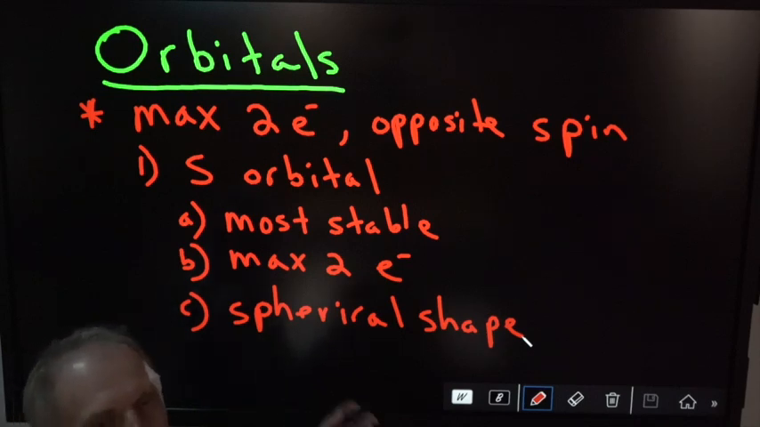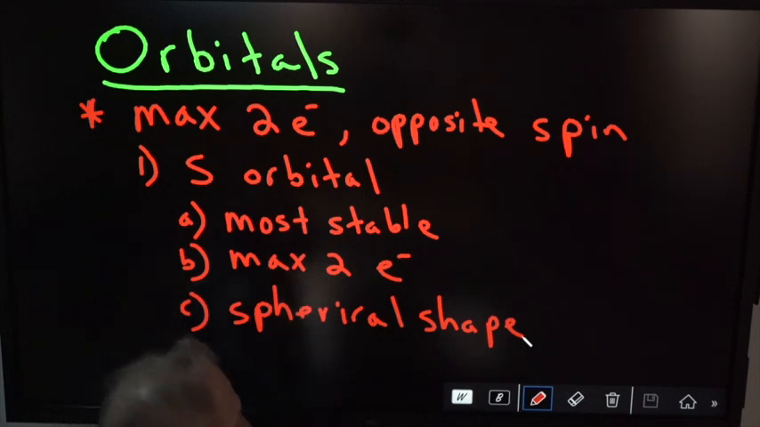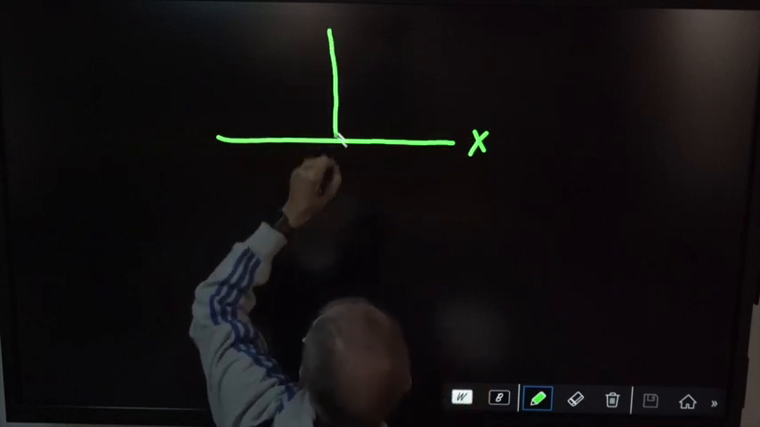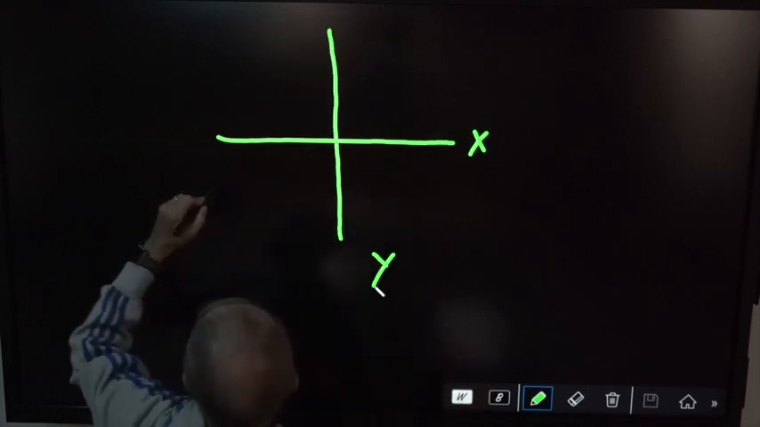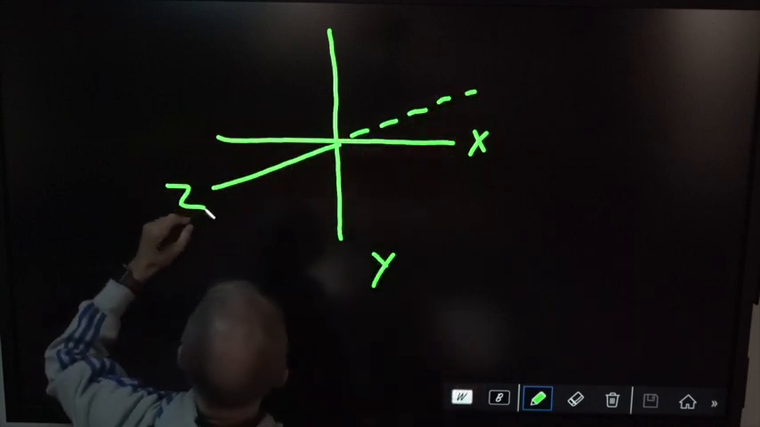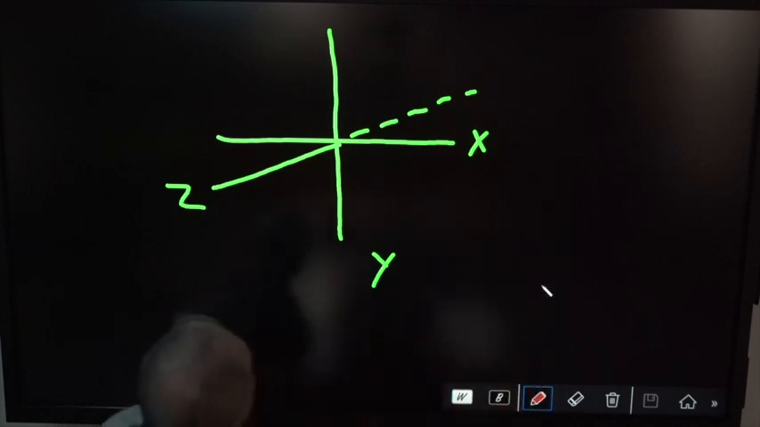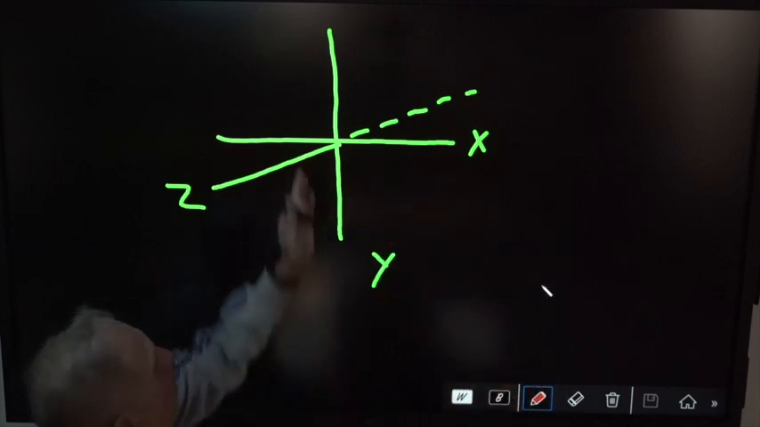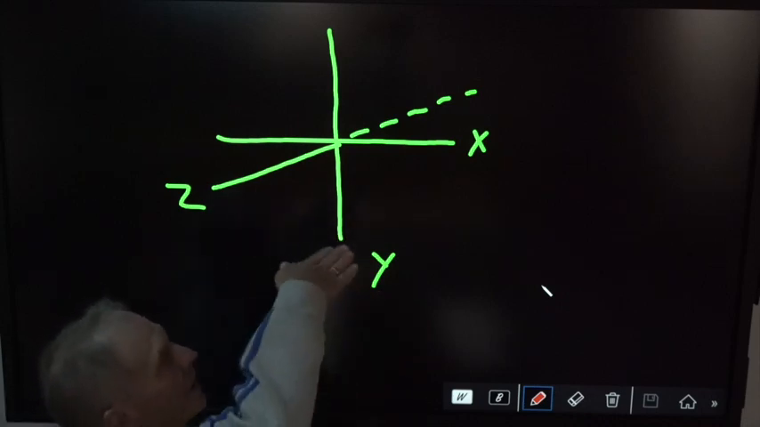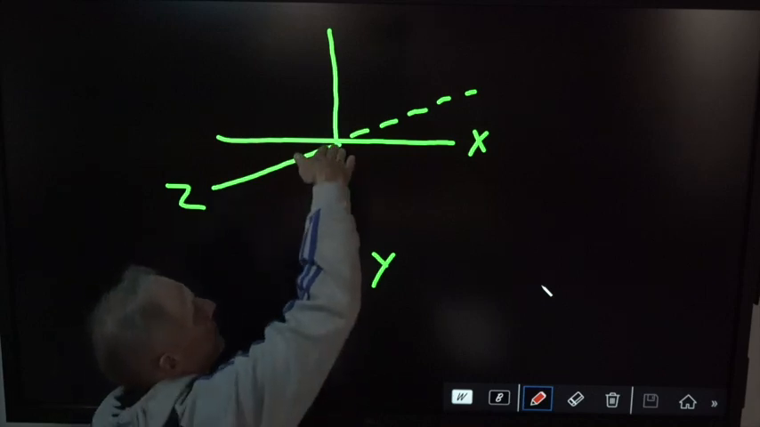And once again, every shell starts with an S, but now for letter D, we have to draw a picture of that. So let's go like this. Here's my X axis. Here's my y-axis. Here is my z-axis. Now don't forget, X is horizontal, Y is vertical. Now this Z, the straight part is here, and the dotted line is behind the blackboard.